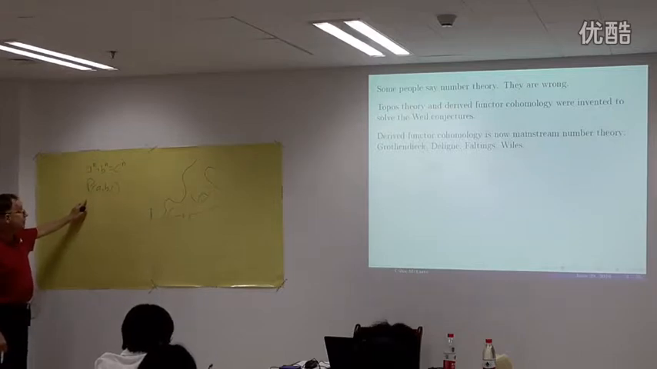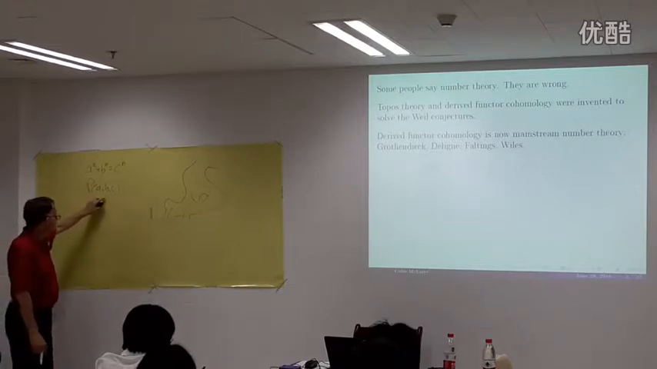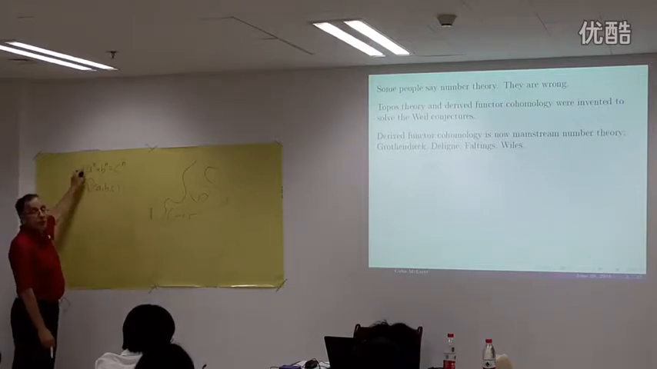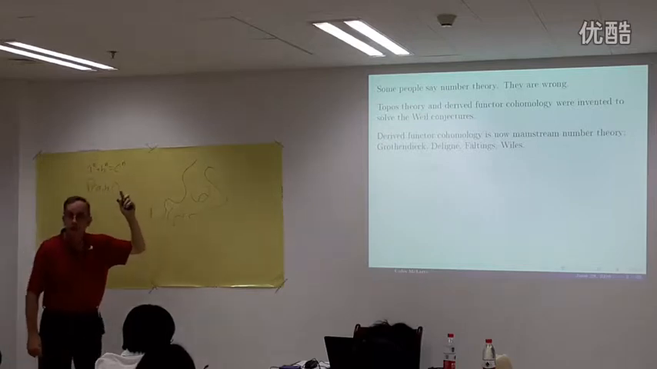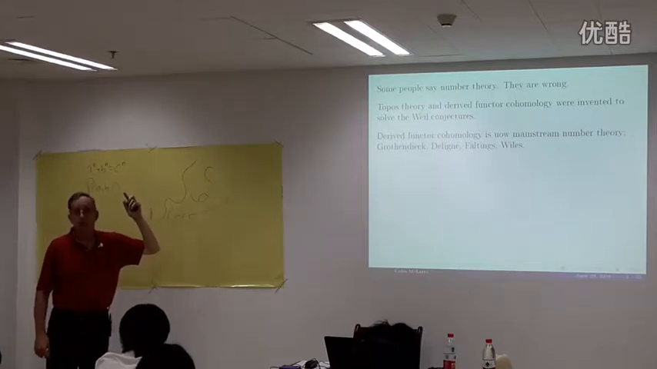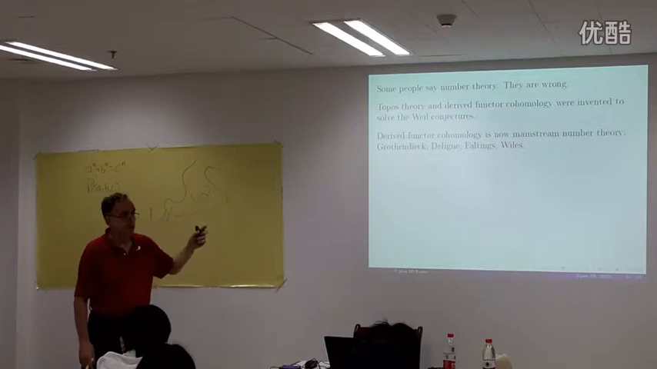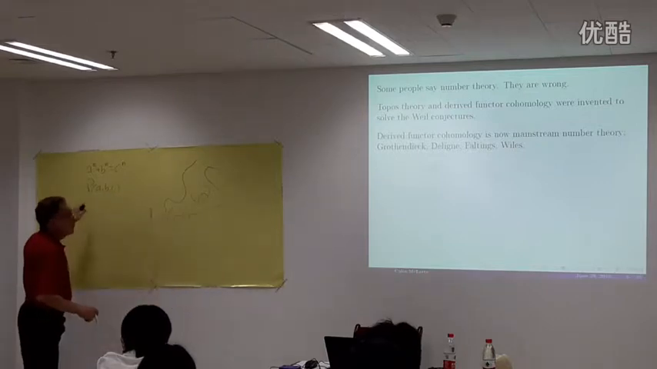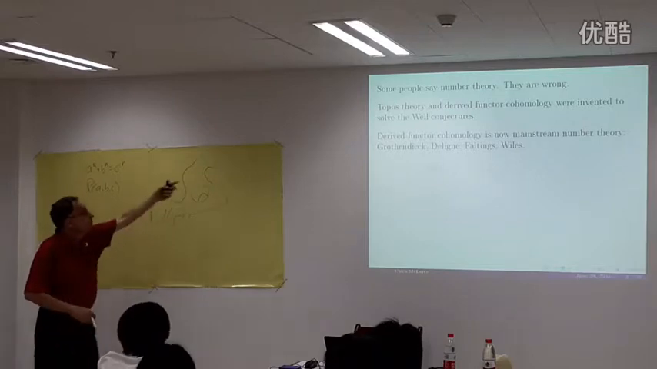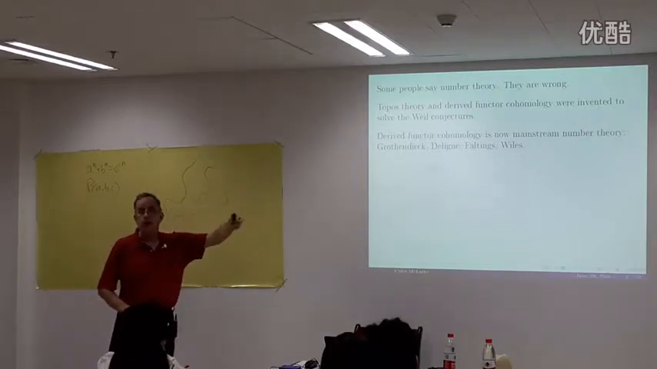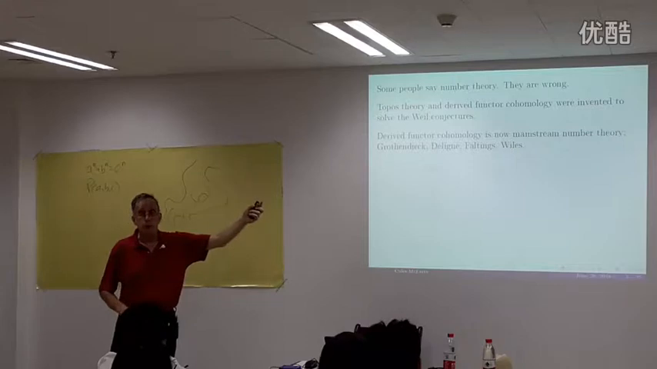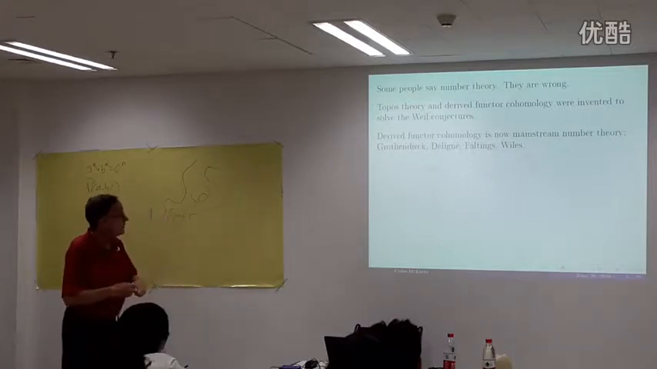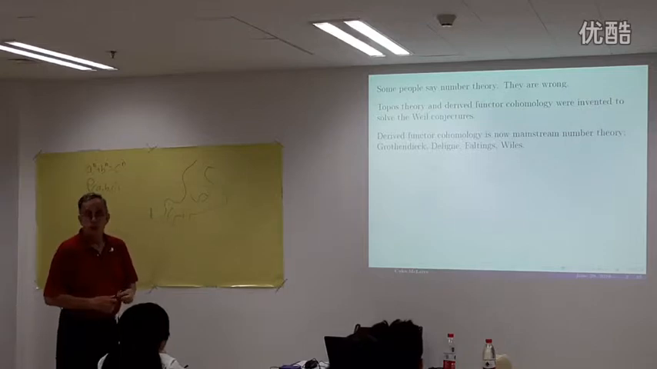This was very hard to prove. This was proved in about 1985. Notice this implies that there's at most finitely many exceptions to Fermat's Last Theorem. But nobody was really happy to notice at most finitely many. They wanted to know, are there any? But Faltings proved this using derived functor cohomology. Wiles uses this to prove Fermat's Last Theorem. So it's just completely wrong to say that number theory doesn't use category theory.